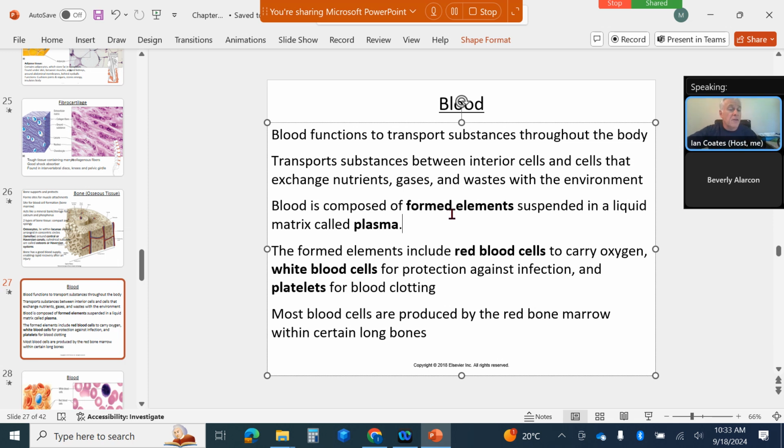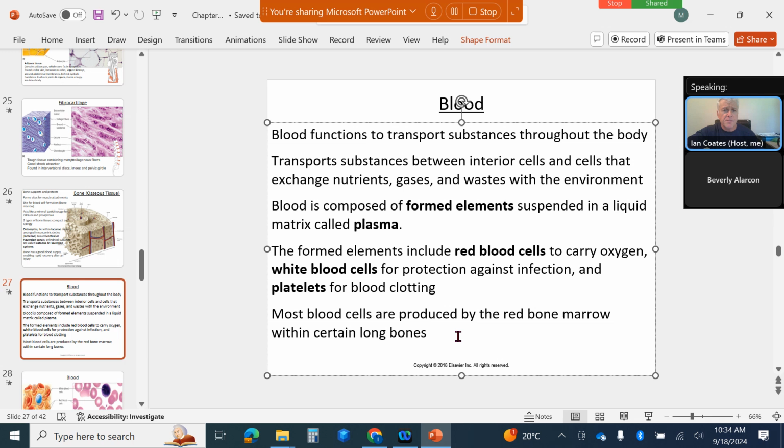But there are lots of other things in blood. There are white blood cells, platelets, dissolved oxygen, carbon dioxide, glucose, hormones. The formed elements include RBCs to carry oxygen, WBCs for protection against infection, and platelets for blood clotting. If you get a cut, these platelets just dive on, and then another one dives on, and another, and eventually you plug the cut. They use fibrinogen, which is kind of like a spider web mesh. I'll show you that in a little bit.